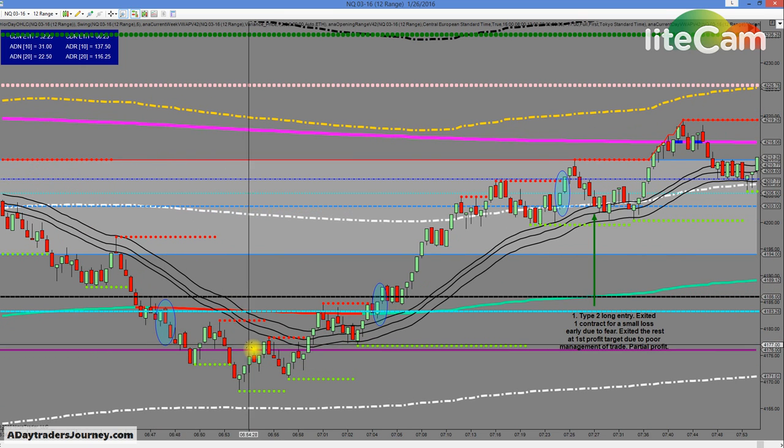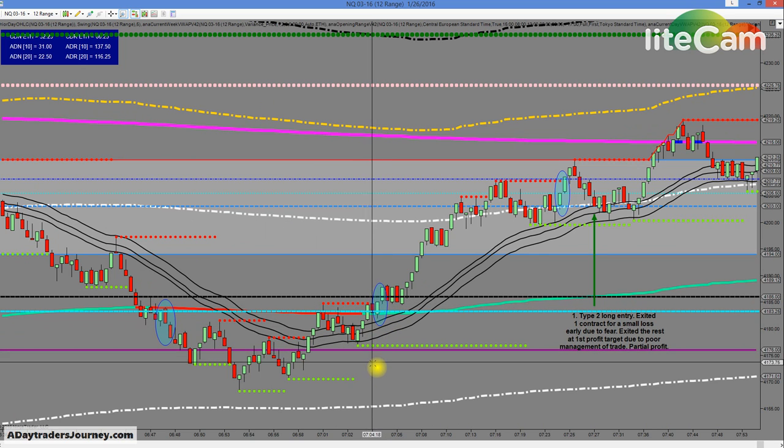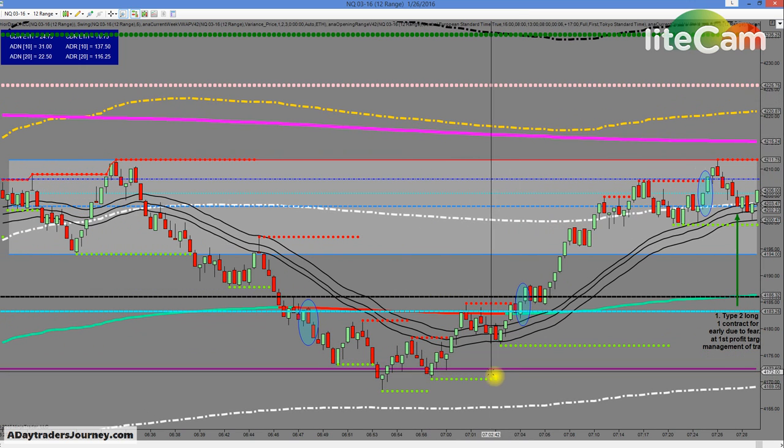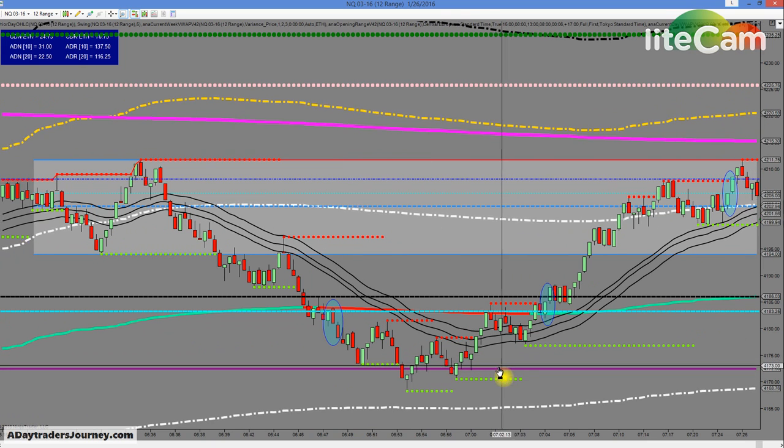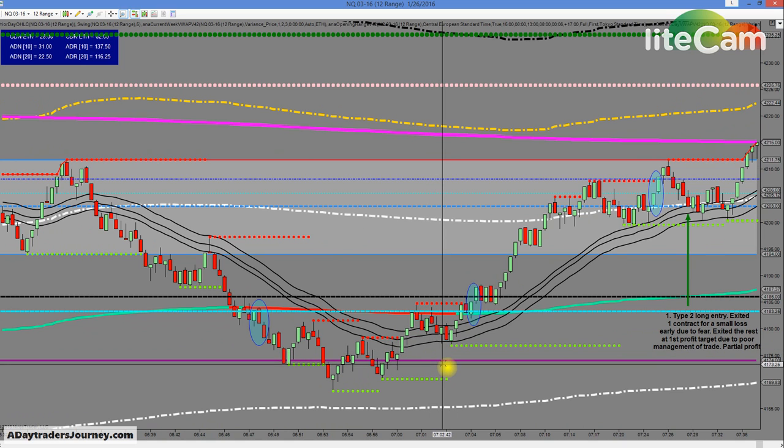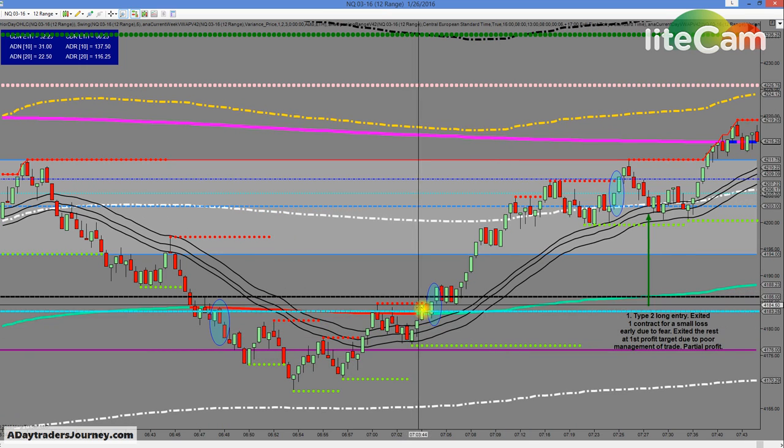Another area of setup here for a long, once price got back above the VWAP, and it was also above this purple line, which you can see adjusts, is the 50% retracement level from the high of the day to the low of the day, including overnight trading. So price was above this purple line, above the VWAP, above the net, which is these three black lines here, and that gave me some bullish consent to go bullish and look for a long trade, even though we are below the opening range.